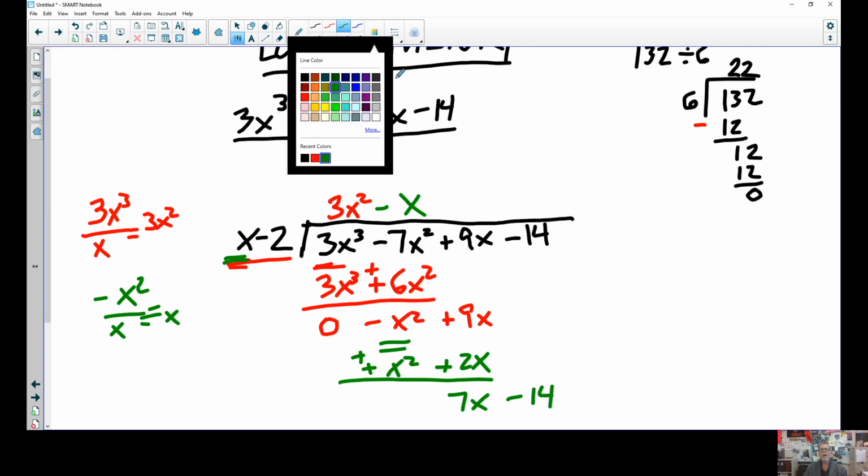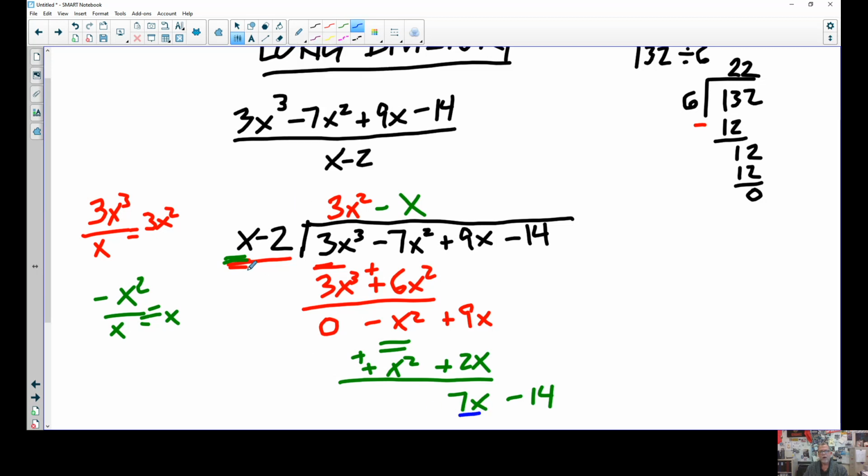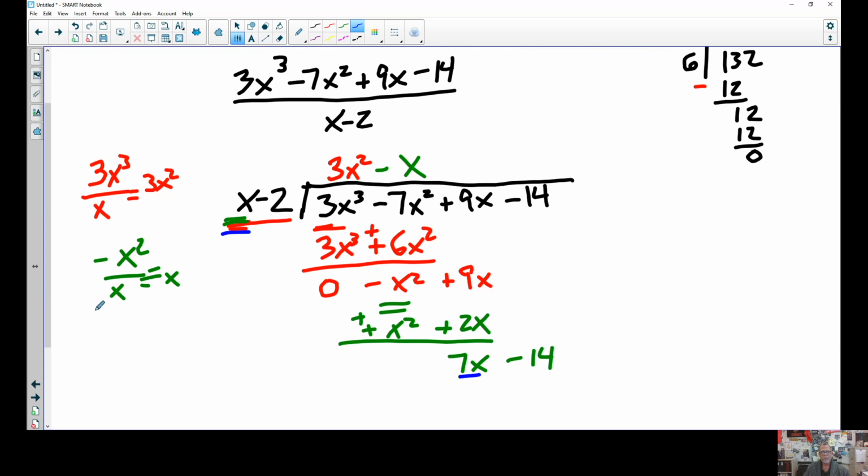Finally, I'm going to say, all right, I've got 7x left. I want to know how many times x goes into that. Well, 7x divided by x is 7. So I would put a positive 7 here. That times x minus 2 would give me 7x, and minus 2 gives me a negative 14. When I subtract, I get 0. That means there's a remainder of 0.